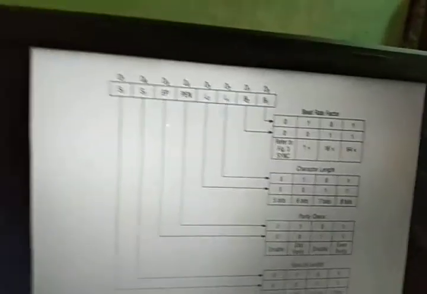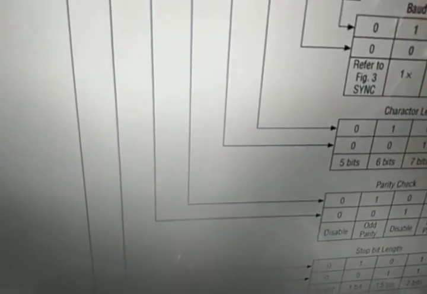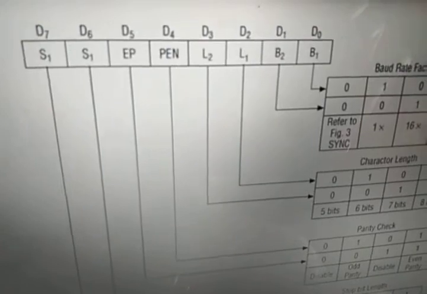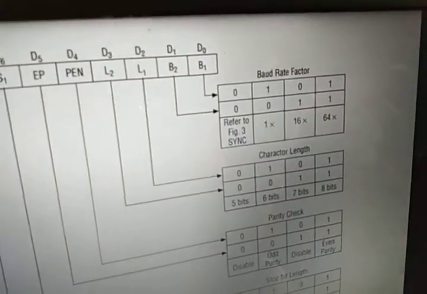And then the next two bits are going to tell about the parity. The first one is enable parity. The next one is whether the parity is even or odd. So this is going to be indicated by this. EP tells even parity. If parity is even, it will be 0, otherwise 1. Whether the parity is enabled or disabled is going to be indicated by the parity enable bit.